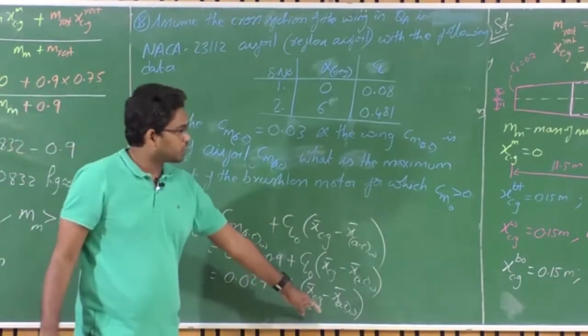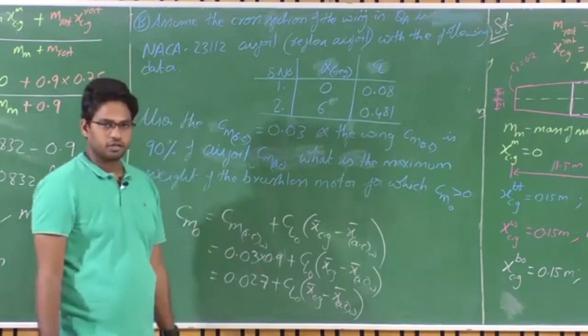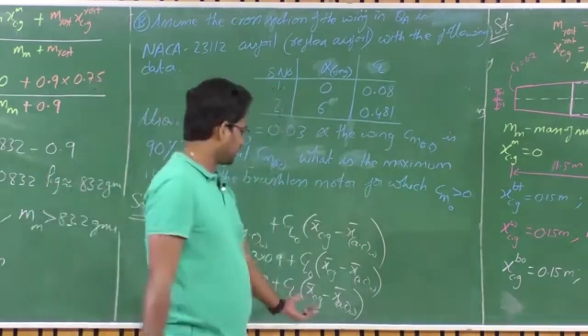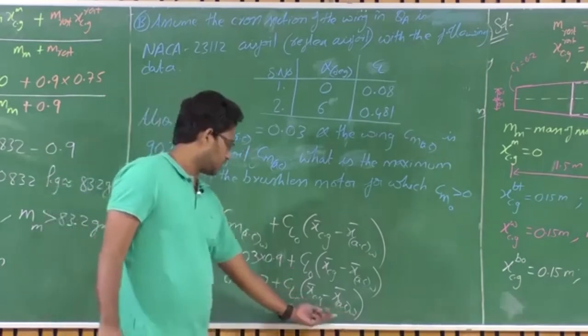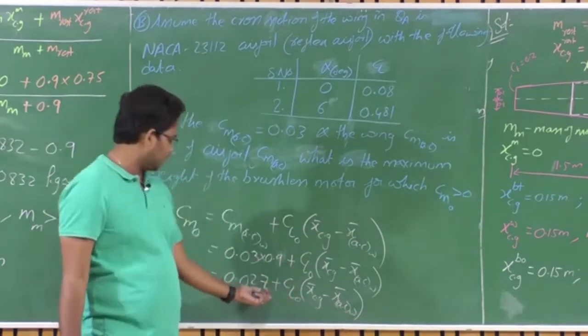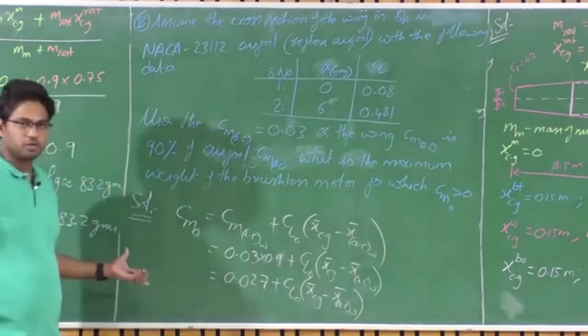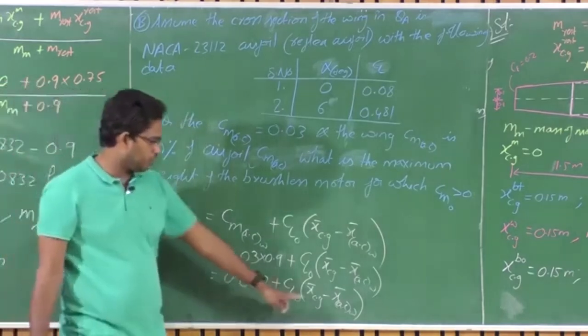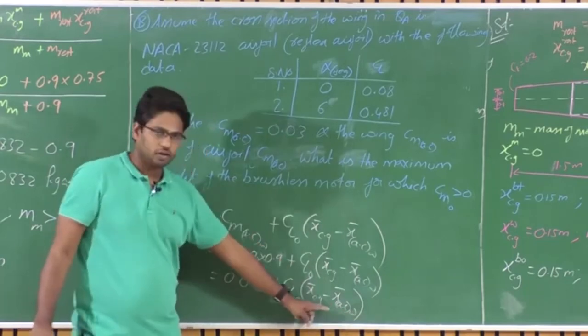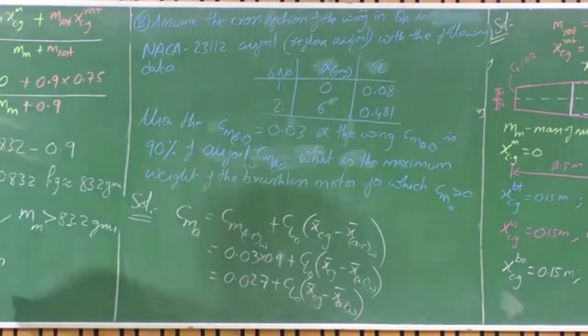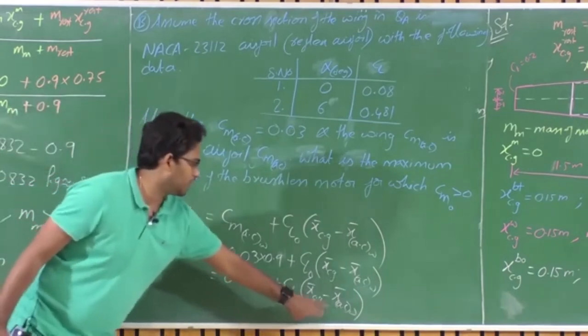So without adding the motor, we know what the XCG is, right? It is at 0.75 meters and the aerodynamic center is ahead of the CG, and we know this is positive, and CM naught is positive. By adding the motor, we brought the CG ahead of the aerodynamic center, isn't it? If we add a motor which is anything greater than say 84 grams, that means this quantity will be lesser than this quantity.